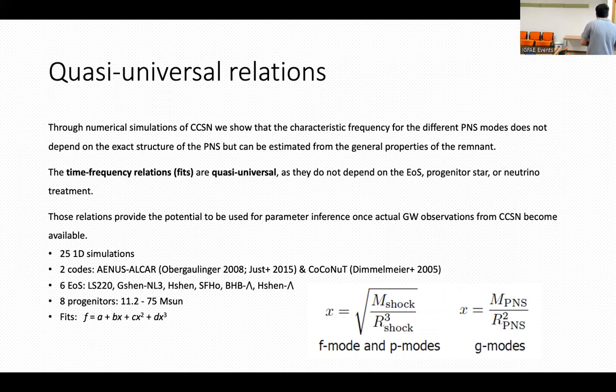As I mentioned, it's very complicated to trace them. It takes a lot of time, so we cannot compute as many simulations as we want. So we take a set of 25 1D simulations. We use two different codes: Alcar from Martin Obergaulinger and CoCoNuT by Harry Dimmelmeier. We use 6 different hot equations of state, and we vary the mass of the progenitor. We have 8 progenitors between 11.2 and 75 solar masses.